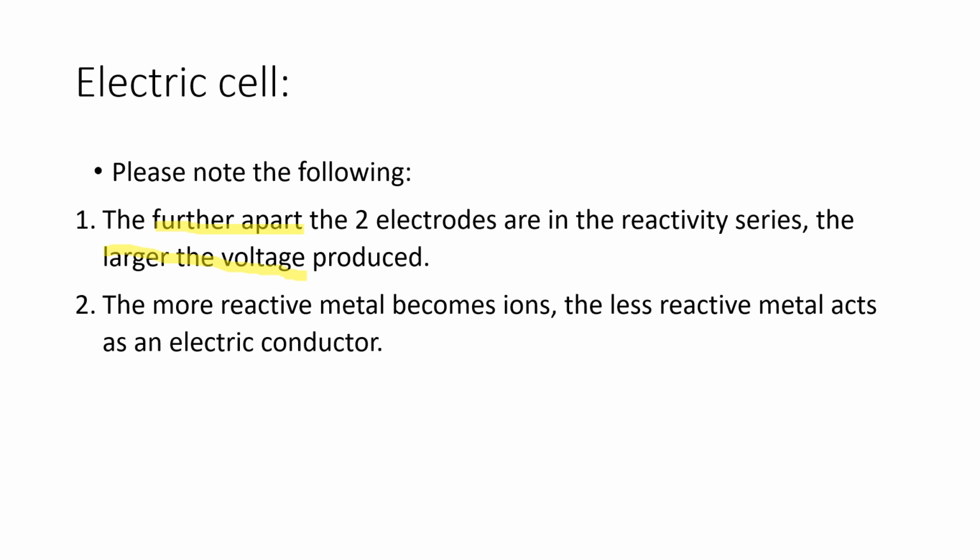Next one is the logic on which electrode becomes ions, or melts or dissolves. The more reactive metal dissolves. The less reactive metal acts as a conductor. So those are the two main logics for electric cells. That's all. If you need to write down, pause. If not, I'll move on.